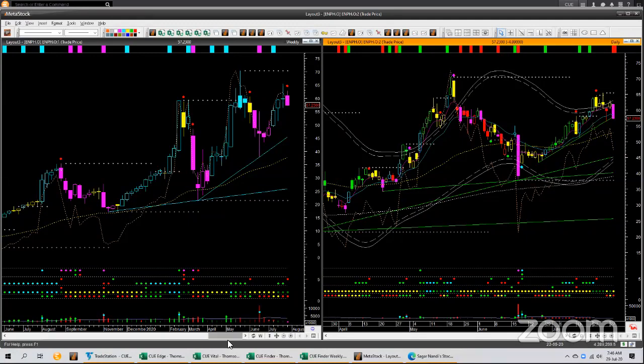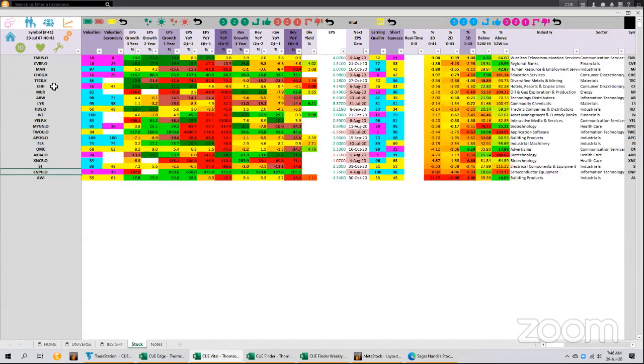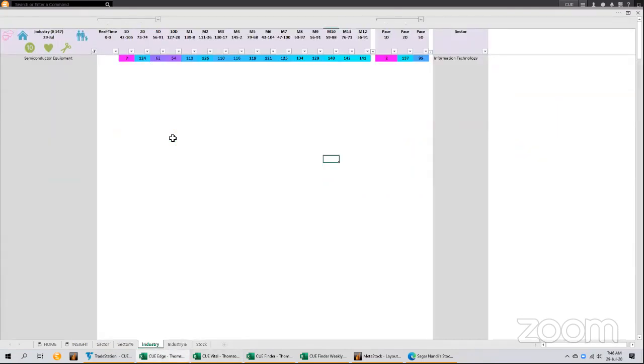ENPH, we already know its fundamentals are weak. Let's check out its industry. I'm going back to Q Vital, put my cursor anywhere on the stock and click on the cog icon to check its industry. Very nice. Semiconductor equipment. The industry was very strong earlier, beautifully weakened yesterday, beautiful for short traders. The second most decelerating industry yesterday.